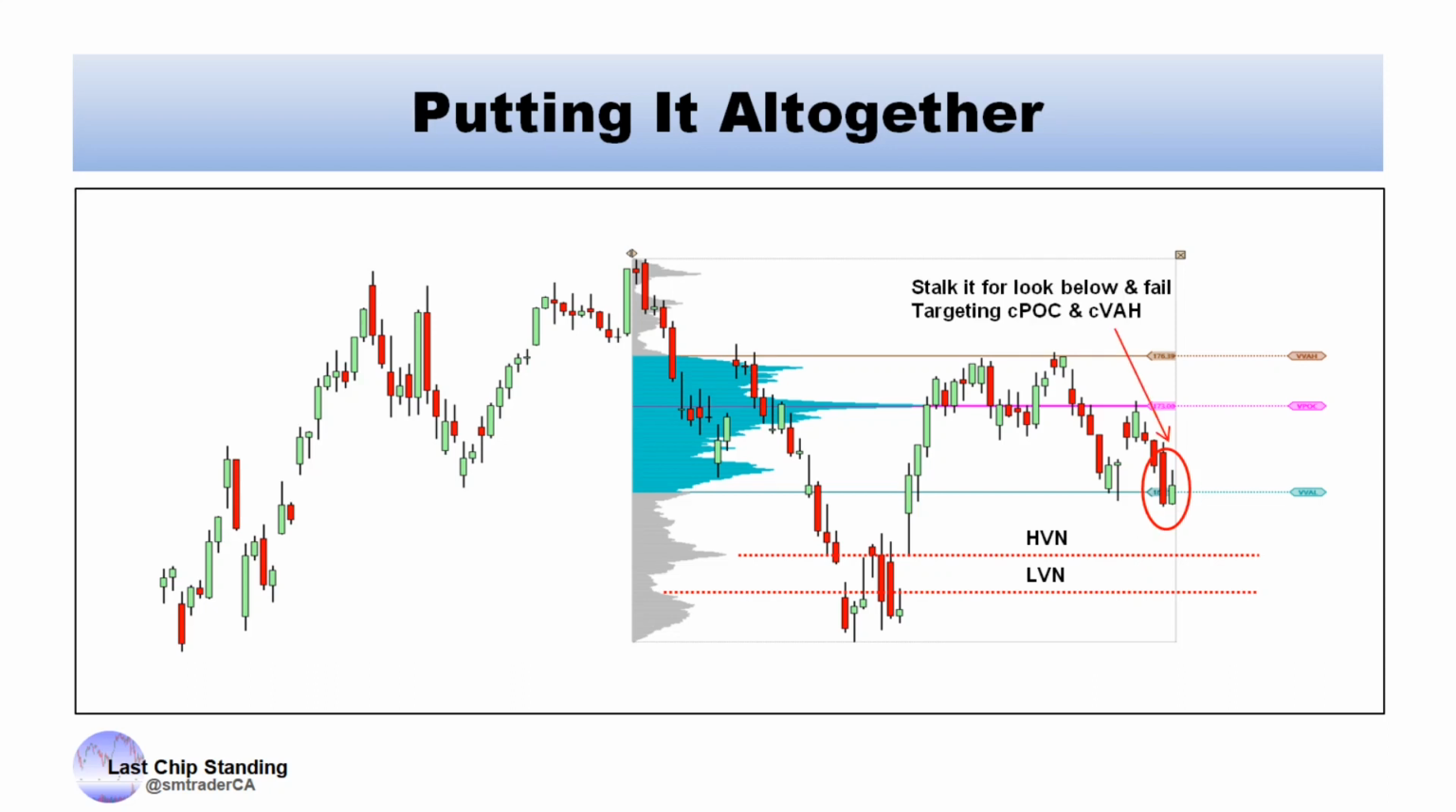If a look below and fail setup appears, then that will trigger a long, with the composite point of control as the initial target for this long trade, and the composite value area high as a target for the runner.